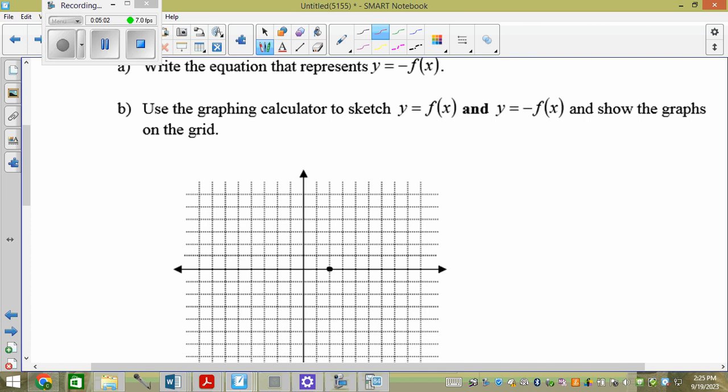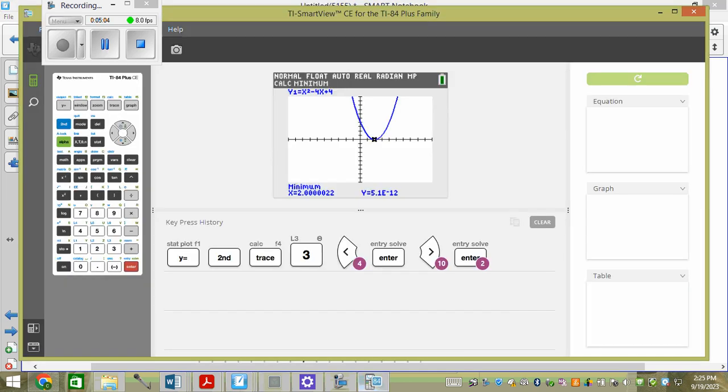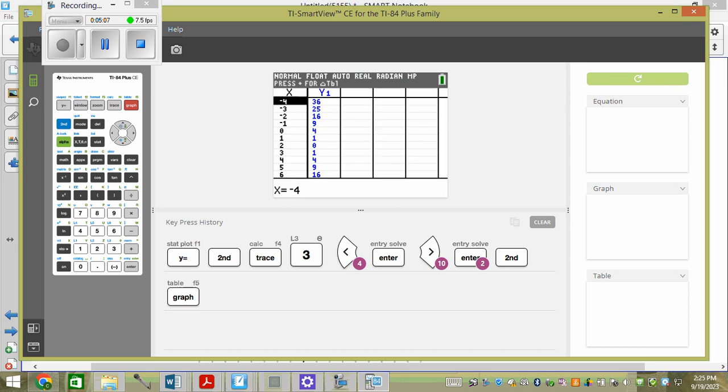How do we get more points? We do second graph to get the table. So we have 2, 0 here, 1, 1, 0, 4, 3, 1, 4, 4, and we're going to plot those.